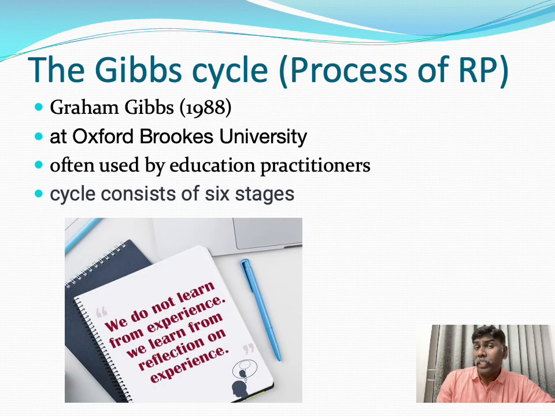Now we will move on to Gibbs' cycle of reflection. Graham Gibbs, in 1988, published an important cycle, that is Gibbs Model of Reflection. When he was working in Oxford Brookes University, he published that. This cycle is often used by various educational practitioners. This cycle consists of 6 stages. In coming slides, we will discuss about the stages.